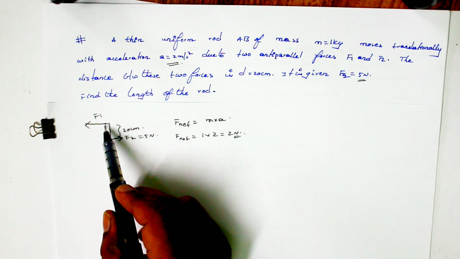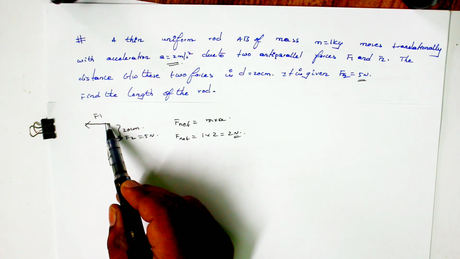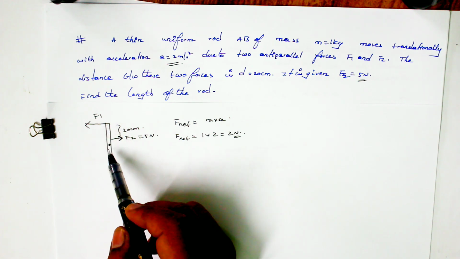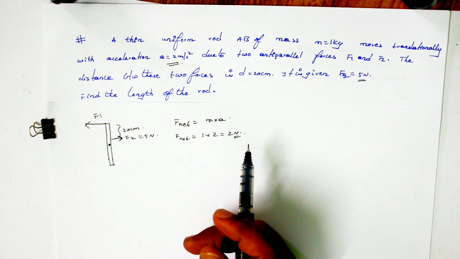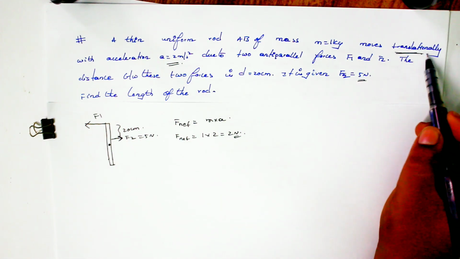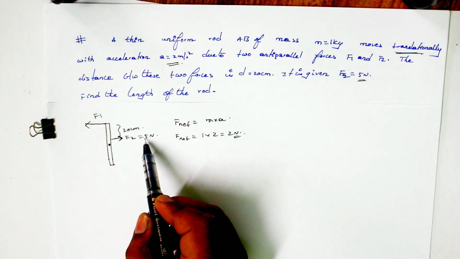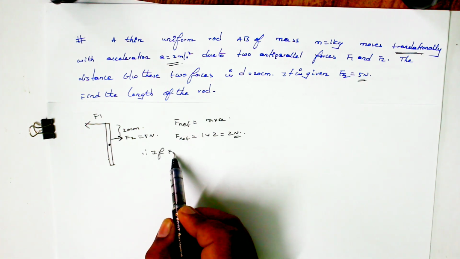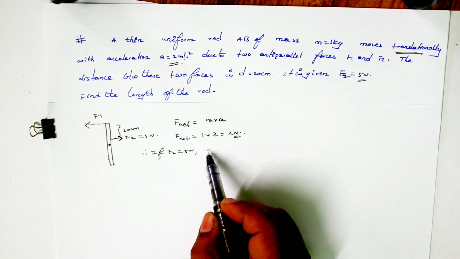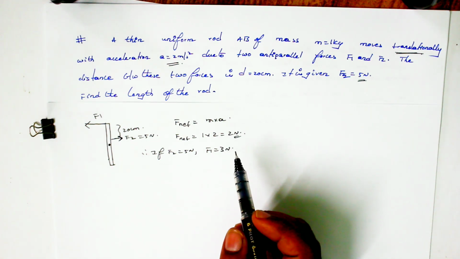So here if I write the force acting as 7 Newton, then from the center, as this is a bigger force, the torque due to F1 should be greater compared to F2. Definitely the rod will rotate, but it is given that the rod is moving only translationally. So definitely I can say F2 should be a bigger force when compared to F1. Therefore if F2 is equal to 5 Newton, then F1 should be equal to 3 Newton. So these are the two forces which are acting.